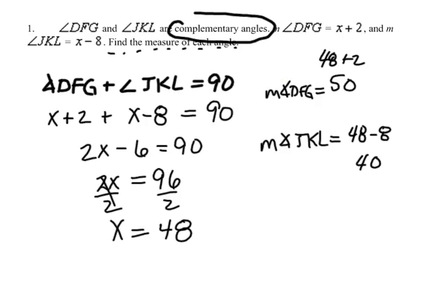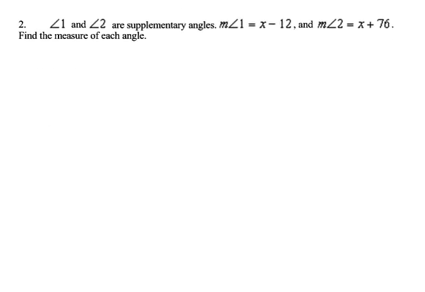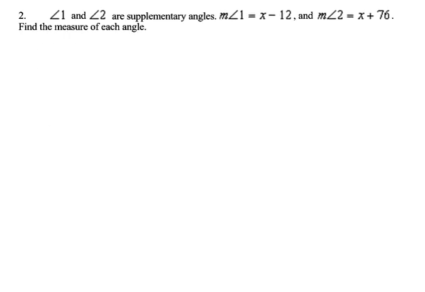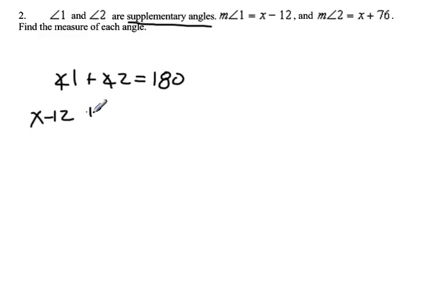Number 2, very similar, except it says angle 1 and angle 2 are supplementary. Measure of angle 1 is x minus 12. Measure of angle 2 equals x plus 76. Find the measure of each angle. Well, if they are supplementary angles, that means that angle 1 plus angle 2 would equal 180. Substitute in: x minus 12 plus x plus 76 equals 180. We're going to add the two angles, and they will equal 180 since they are supplementary.